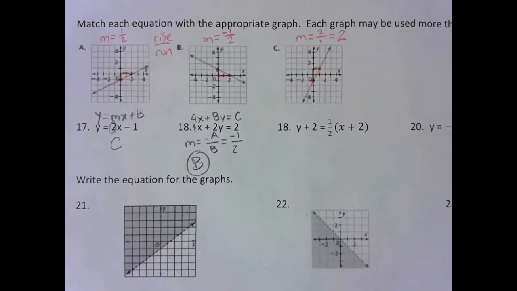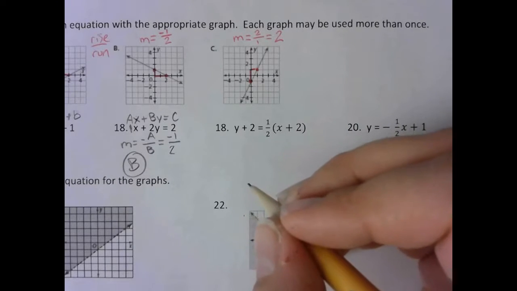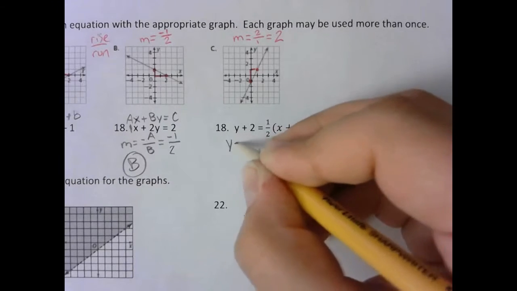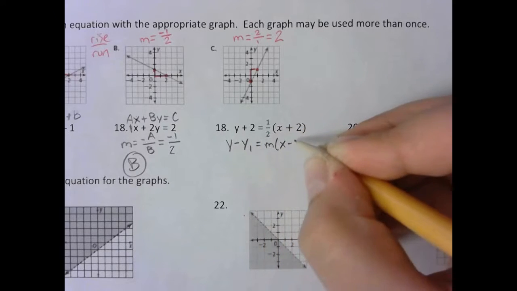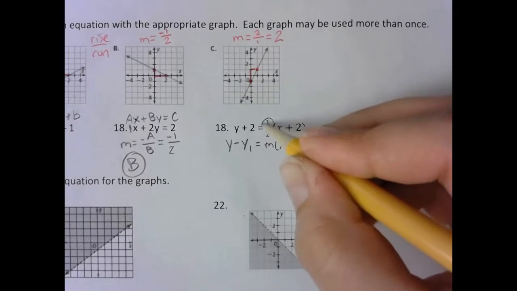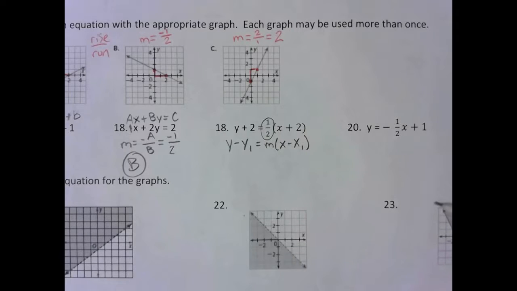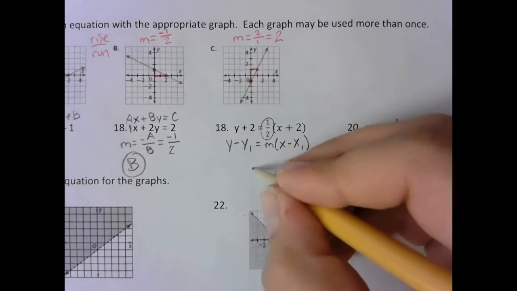Okay, on to the next one. We have a lovely long equation. This looks like point slope to me, so that's y minus y1 equals m times x minus x1. That means our slope is 1/2, which means it must be A. I know it's off my screen, but if you look back, our slope for A was 1/2.